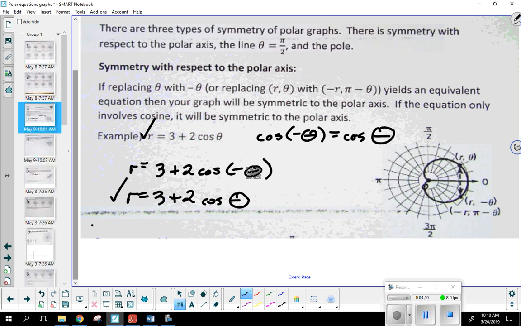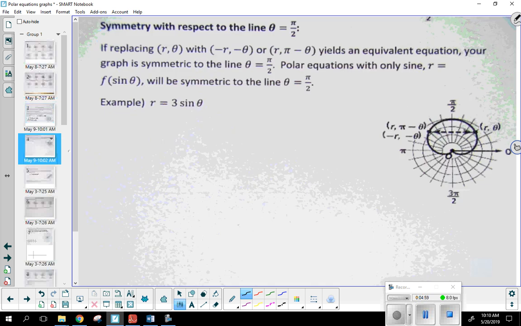If you replace theta with its opposite and get the original equation, you have that symmetry. Now you've got to do one extra thing when it comes to symmetry on theta equals pi over 2: you want to replace both the radius and the angle measure with their opposites. If you can do that, simplify, and still get the original equation, then it shows you have symmetry with theta equals pi over 2. Just like this graph right here. Imagine that went through pi over 2. Or let me try that again. There we go. So if I were to fold along that vertical line, see, that's much better. The two parts are going to come together perfectly.